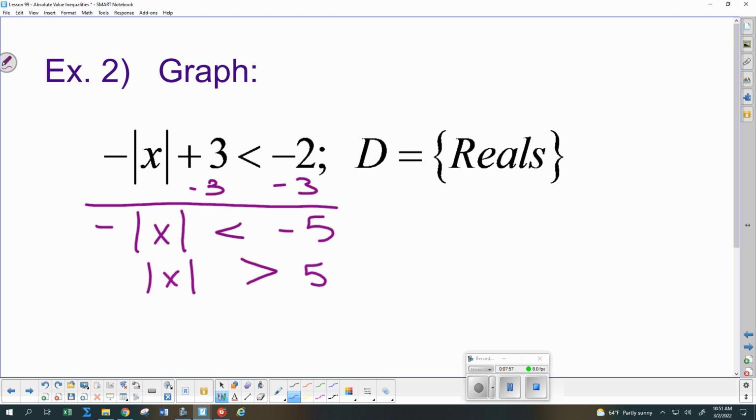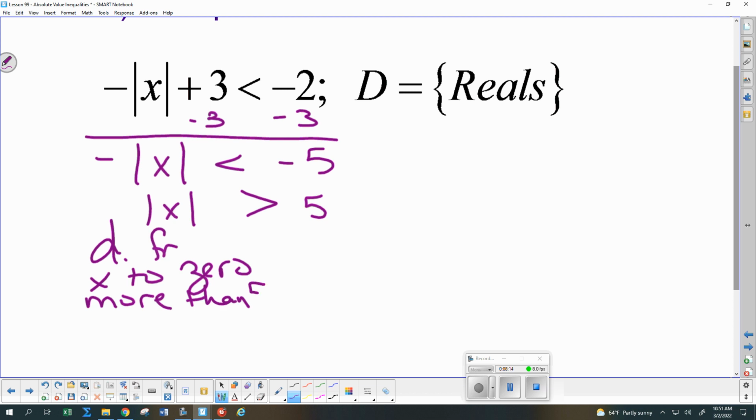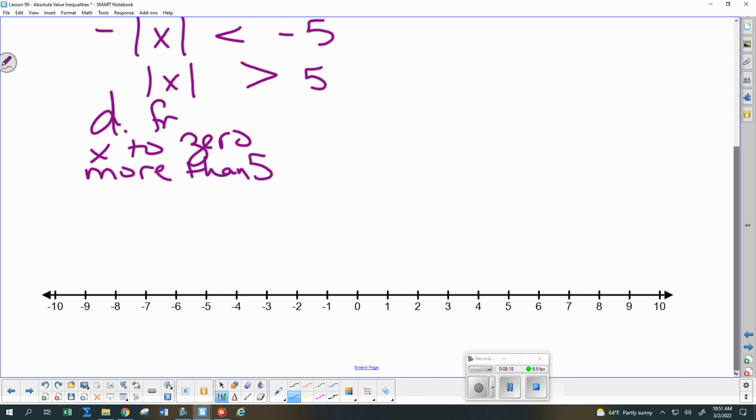This says the distance from x to 0 is more than 5. And this time I am talking about real numbers. So I want to color the things where the distance is more than 5. Baylor, where do I need to go on the number line to be more than 5 away from 0?